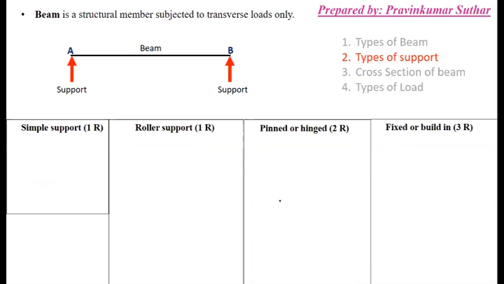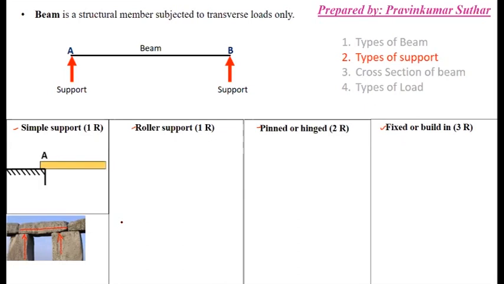Now the types of supports. As you can see, the first is simple support, then roller support, pin support, and fixed or built-in. What are these supports and what are the reactions on these supports? We will discuss that now. First, you can see this diagram where this acts like a beam and this is the support to that beam. This is the case of simple support.